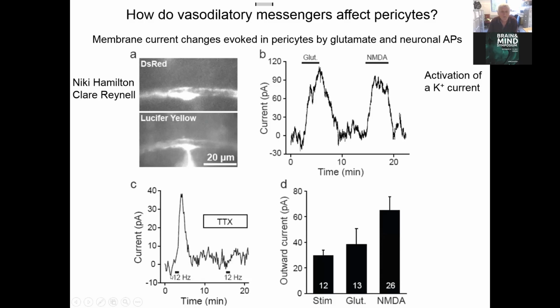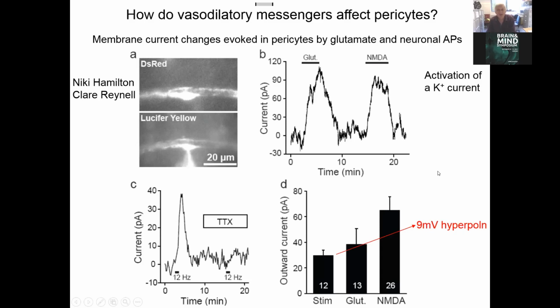And if you stimulate neurons, this is actually in the cerebellum, stimulating the parallel fibers and looking at the membrane current in a cerebellar pericyte, you also get an outward membrane current. This is blocked by TTX, and the size of the current is enough to generate a roughly 10 millivolt hyperpolarization.